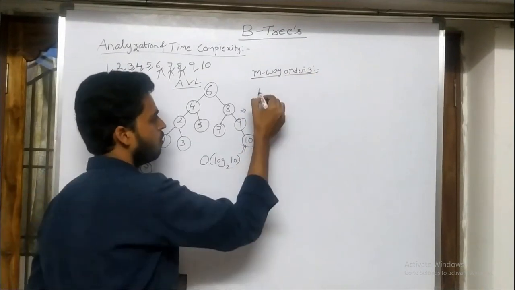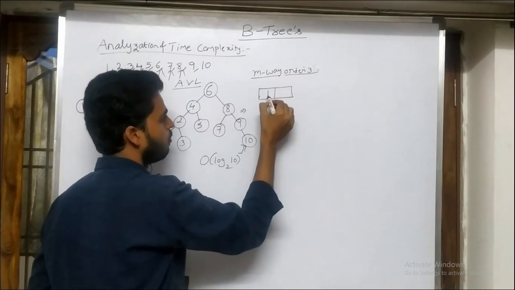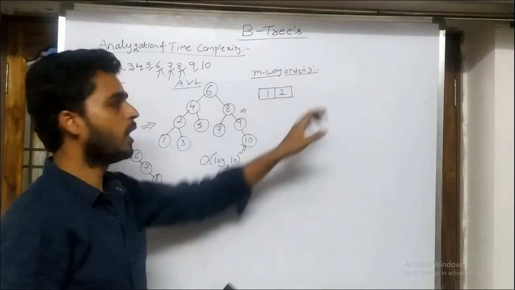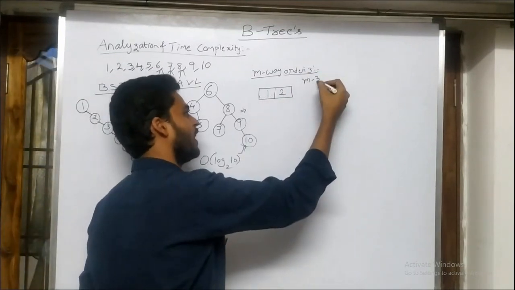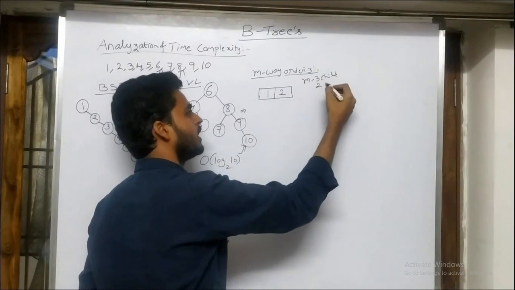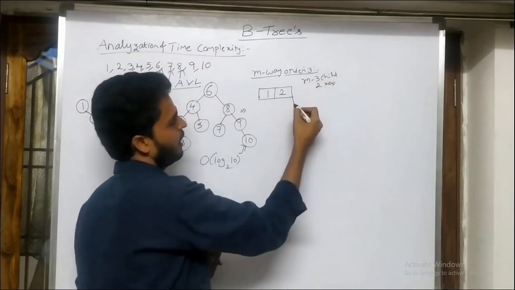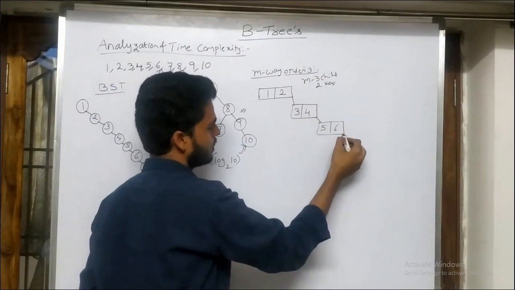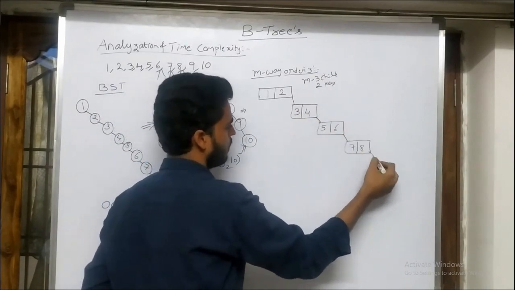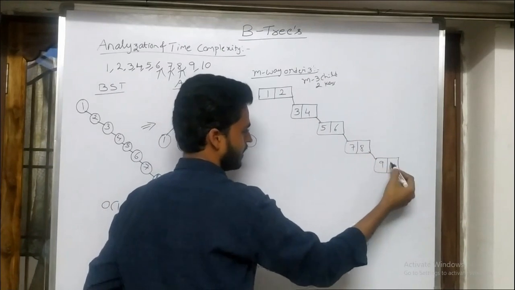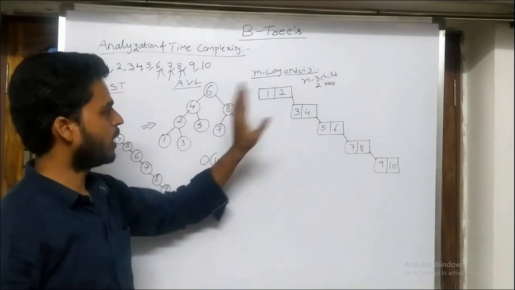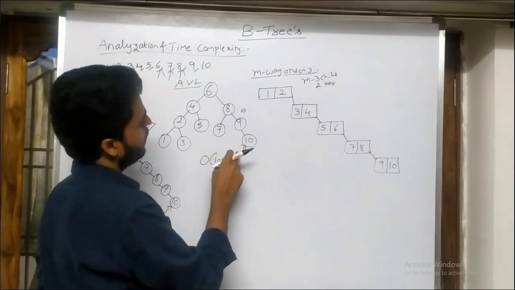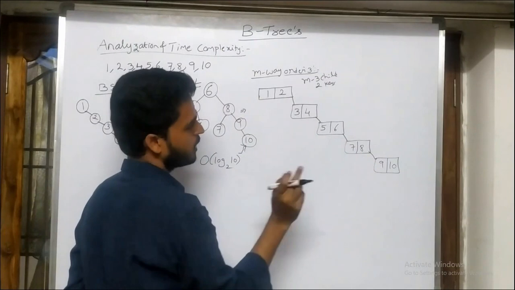Then we are going to create a node 1, 2. It can allow a maximum of 2 keys. M value means 3 children, and it can allow 2 keys. Then I will get 3, 4. Then 5, 6. Then 7, 8. Then 9, 10. This I have discussed in the last exam, so I have done it directly. Because of this, how many comparisons do I need here? 1, 2, 3, 4 comparisons I need.